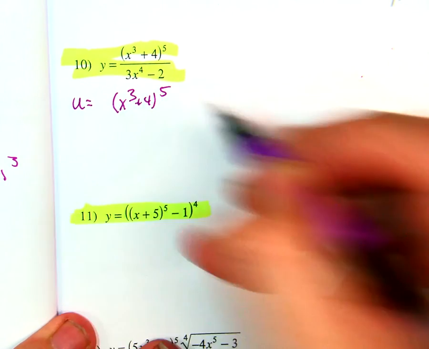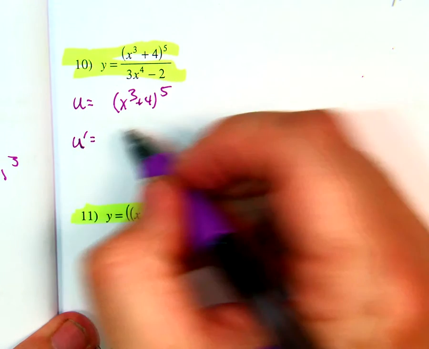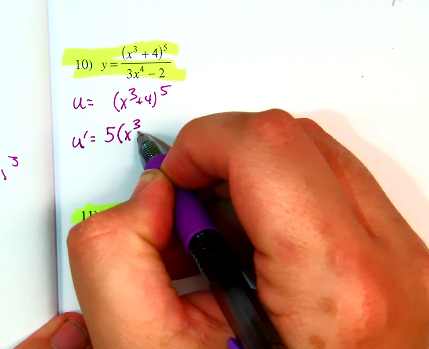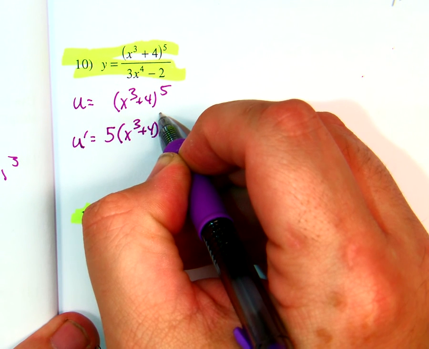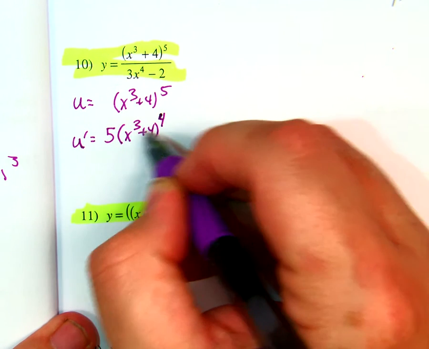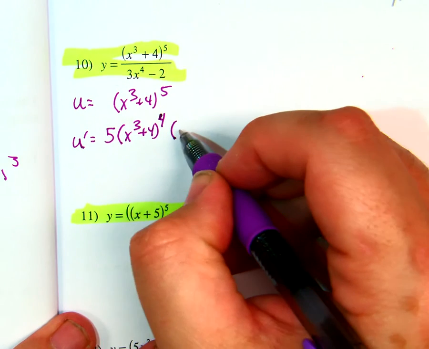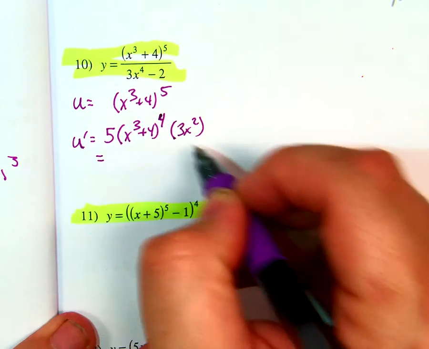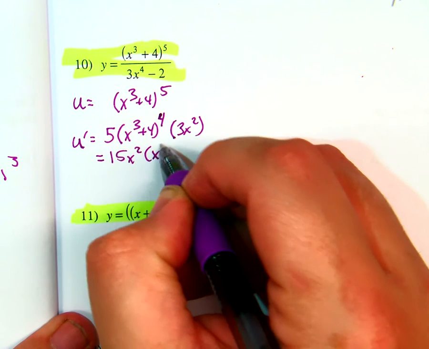What's u prime? 5 times x cubed plus 4 times... What's the power? Now, do I have to do a chain rule? Yes. All right, so it's going to be times 3x squared. All right, and I'll simplify that down to 15x squared times x cubed plus 4 to the 4th power.